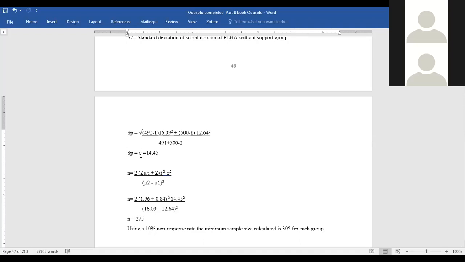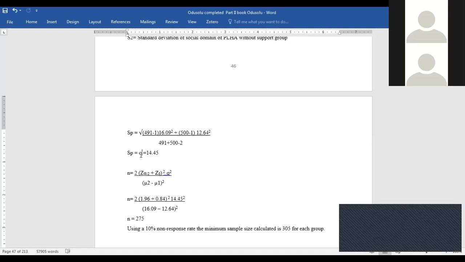What was wrong with this formula? There's nothing wrong with the formula. It is what is substituted. Look at what is substituted now. Okay, go up. Look at this pooled standard deviation. He put 12.6, which is the mean, and 16.9 to calculate. Instead of putting standard deviation there, he's putting mean to do the pooling. He's supposed to substitute it with standard deviation.